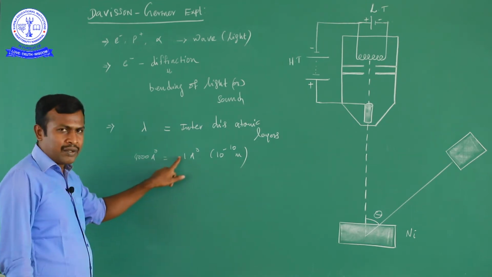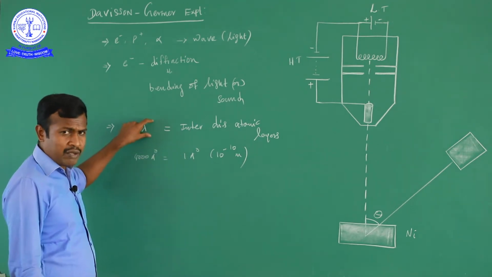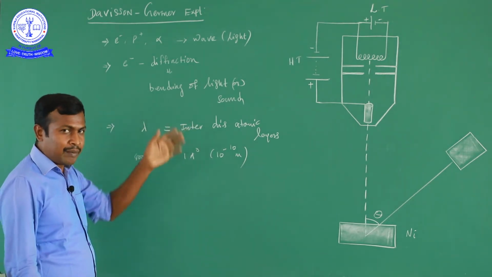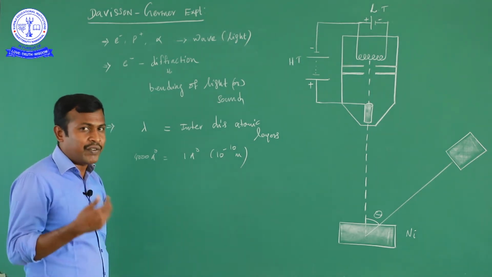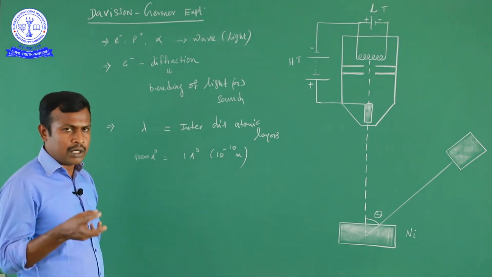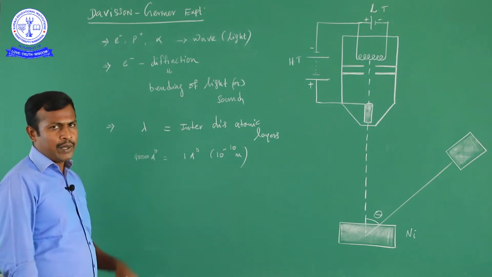So with the 4000 difference being large, we cannot use visible light for the diffraction obtained from crystals. If you want to obtain diffraction from a crystal, we cannot use visible light.